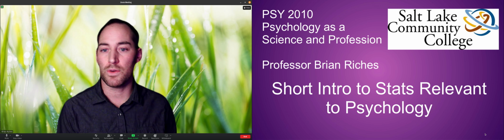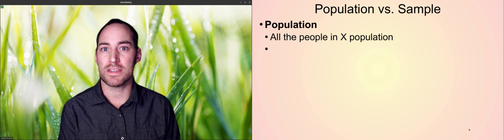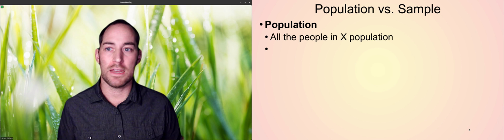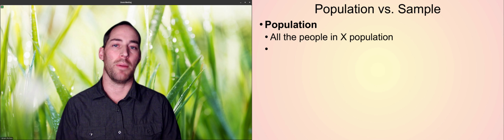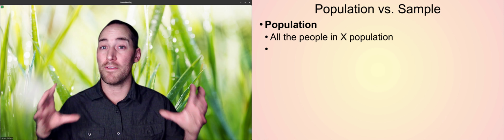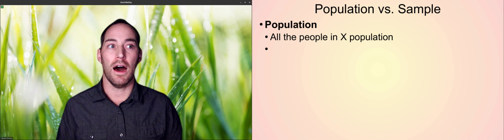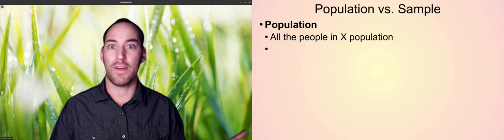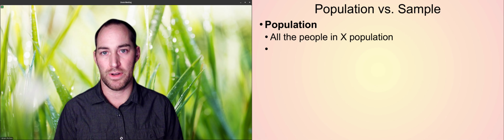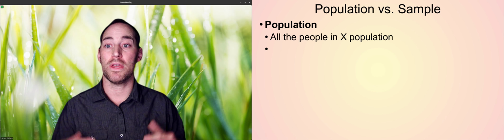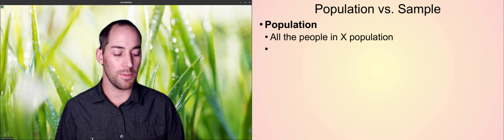We will start with population. A population is essentially everybody in an entire group. So the population of the United States, the population of the world. You can have smaller populations too. So you can talk about the population of the employees of Amazon. You can talk about the population of students at Salt Lake Community College. So the entirety of the group that you're looking at is the population.